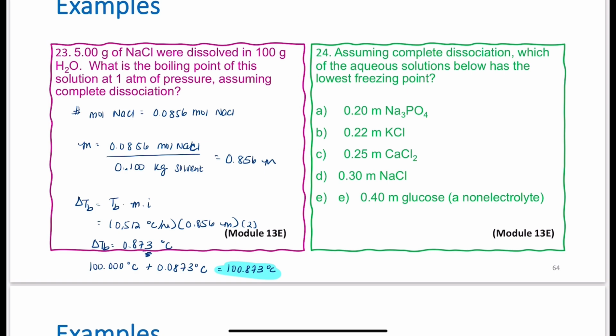Assuming complete dissociation, which of the aqueous solutions below has the lowest freezing point? So they all have a different molarity and they all have a different I value. So go ahead and figure out your I values first. Again, I is your Van Hoff factor. This splits up into 3 sodiums and 1 phosphate. My value here is 4. This splits up into 1 potassium and 1 chloride. My I value is 2. This splits up into 1 calcium and 2 chlorides. My I value is 3.